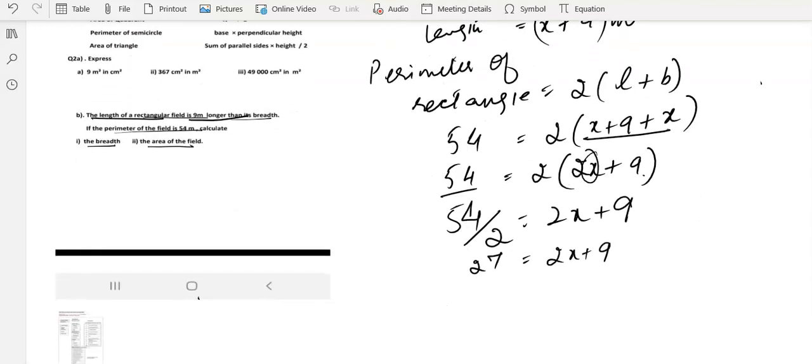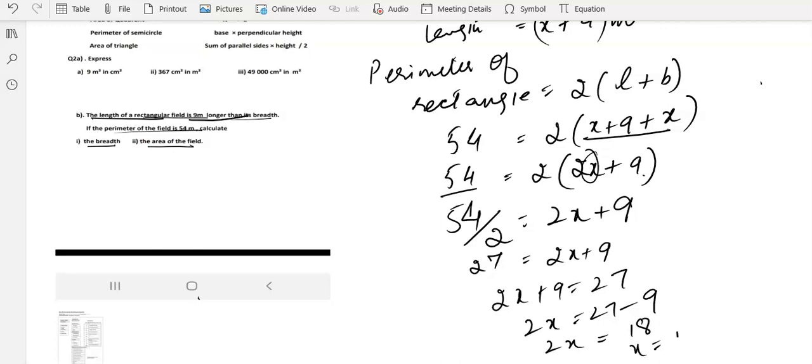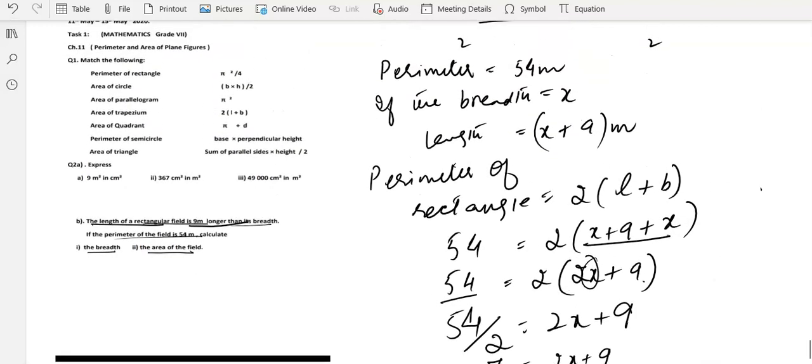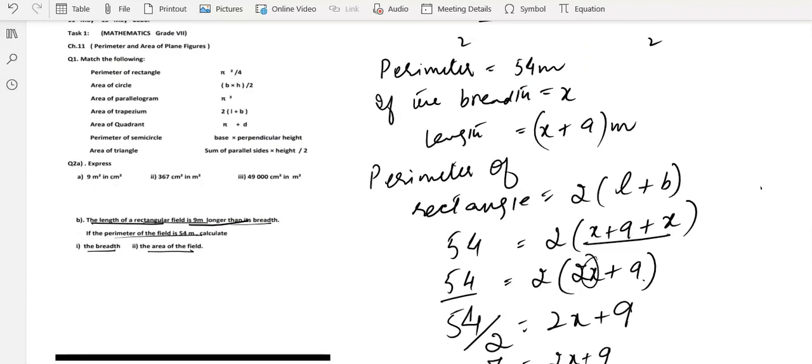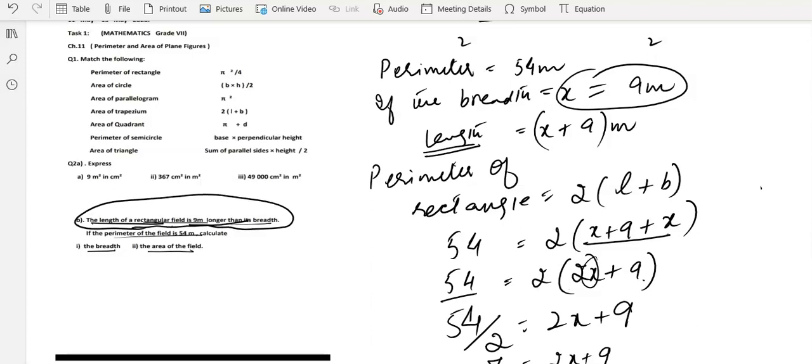So when we solve it, 2x plus 9 equals 27, 2x equals 27 minus 9, 2x equals 18, and x will be 18 divided by 2, which is 9. As we know that x is actually the breadth, we have found that the breadth of the rectangle is 9 meters. If breadth is 9, what will be the length? We know that the length of the rectangular field is 9 meters longer than its breadth. So length will be 9 plus 9, 18 meters.